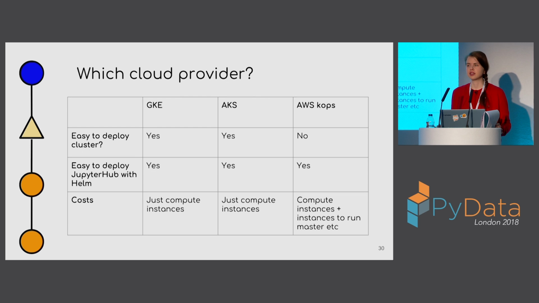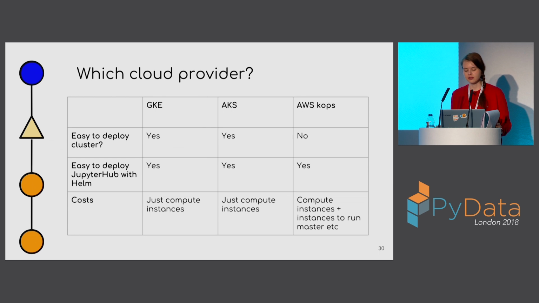And then you also have to think about the cost. So with Google Cloud and Azure, you get the Kubernetes part for free, whereas with AWS, at least until they launch EKS, you'll still have to pay for the compute instances that run the actual infrastructure itself.